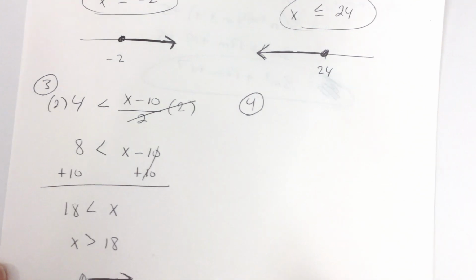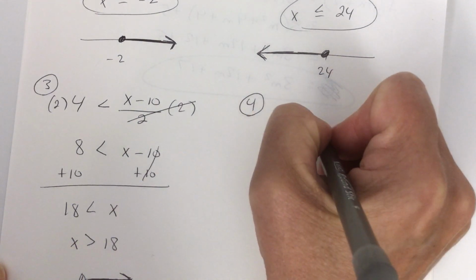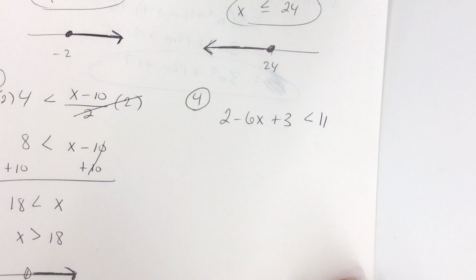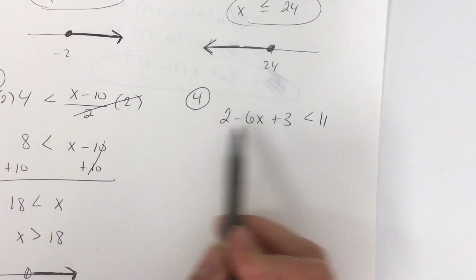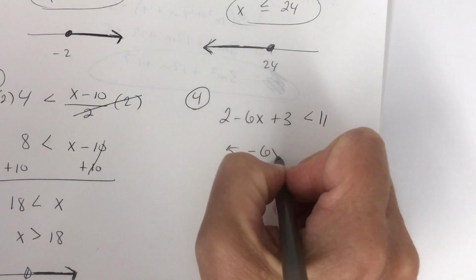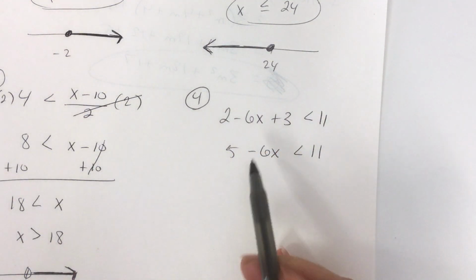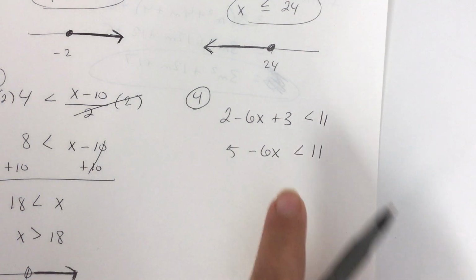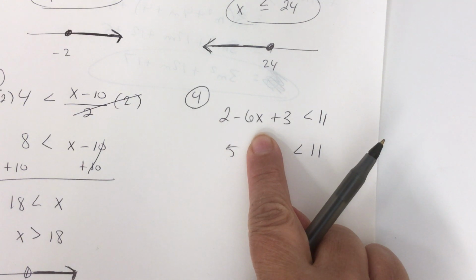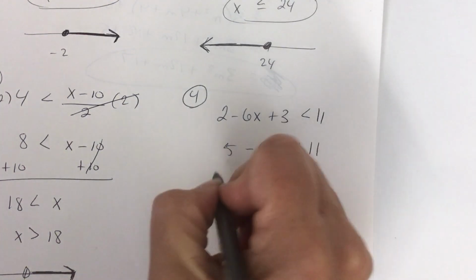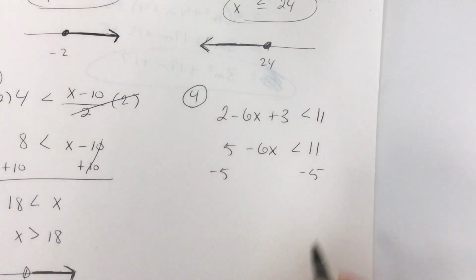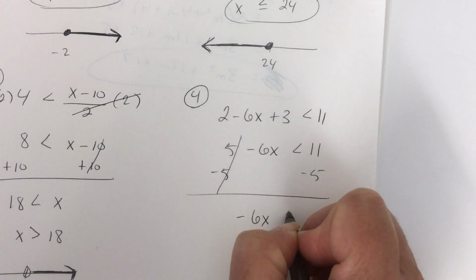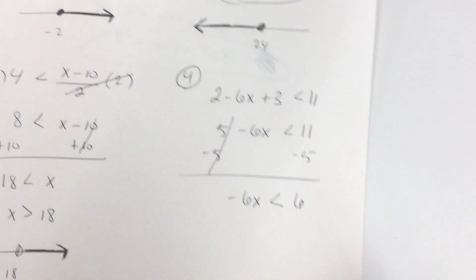So example 4 is 2 minus 6x plus 3 is less than 11. So on this one we need to combine like terms. We have a 2 and a 3 on the same side. So that's 5 minus 6x is less than 11. Or you could have written negative 6x plus 5. So I'm going to start by getting rid of the 5. Remember that that minus goes with the 6x. The 5 is positive, so we're going to subtract 5 from both sides. That's gone. The minus comes down as a negative. The sign comes down, and 11 minus 5 is 6.